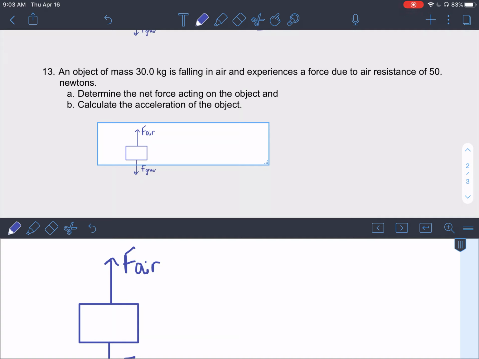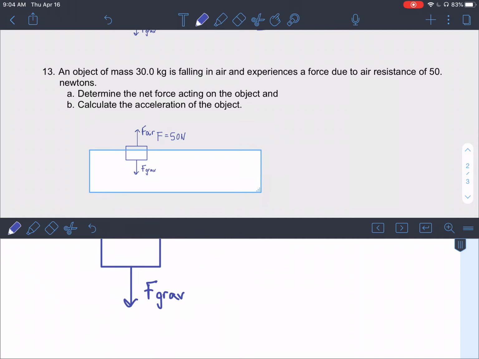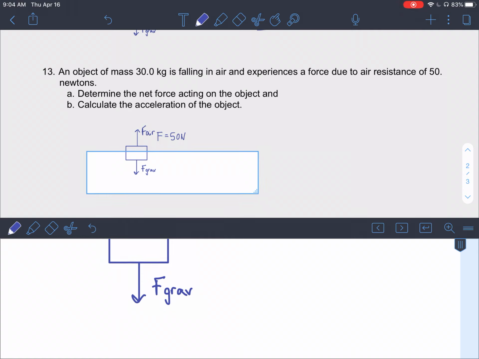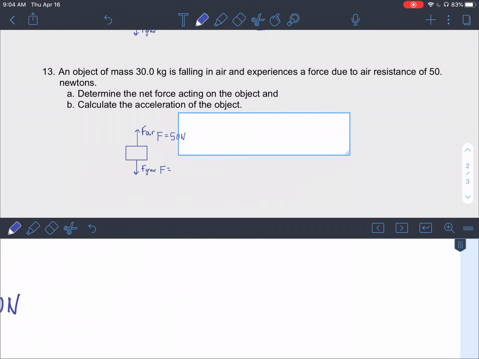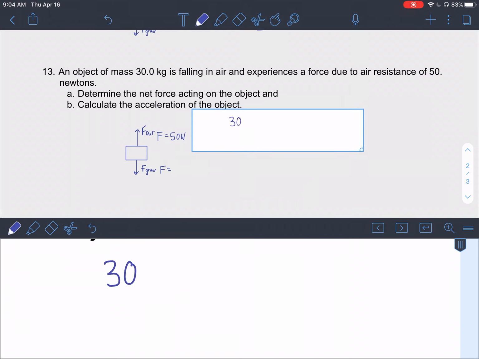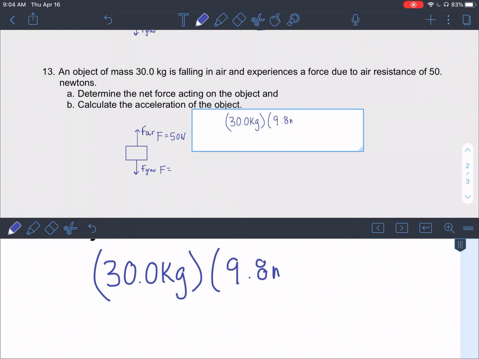So the force was given to us for the air resistance. I'm going to put that right here. F equals 50 newtons. Now let's figure out what the force would be down here. Okay, and now we do have enough information to solve that because we have a 30 kilogram mass, and we know that it is accelerating downward at 9.8 meters per second squared.